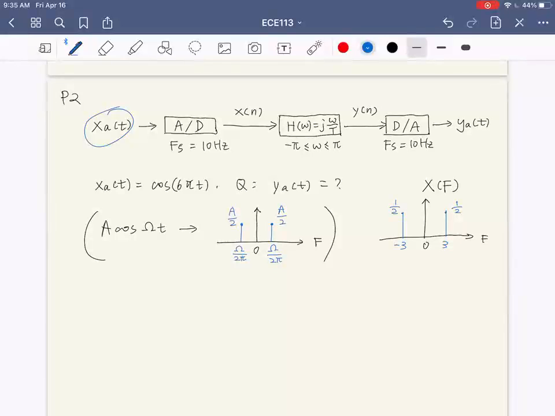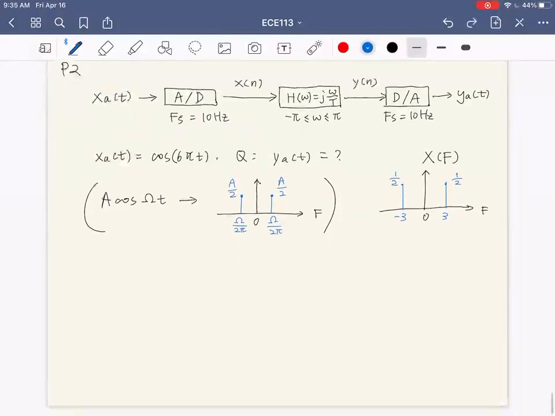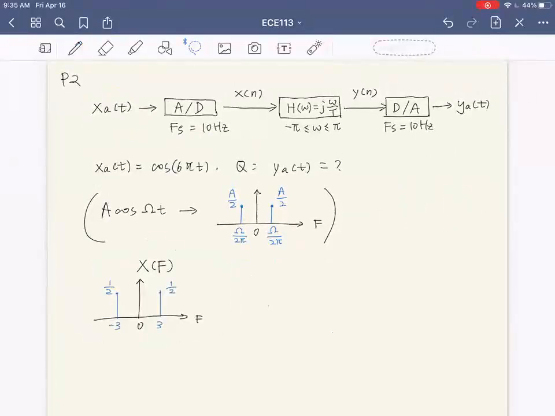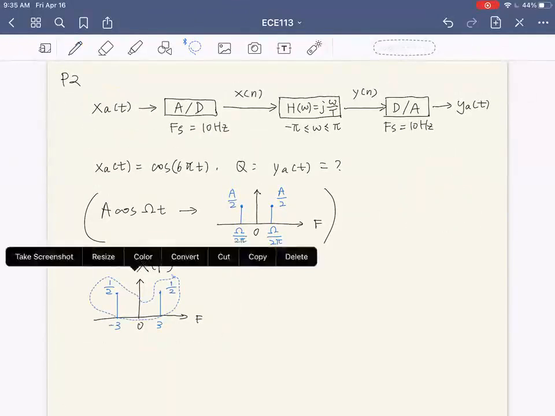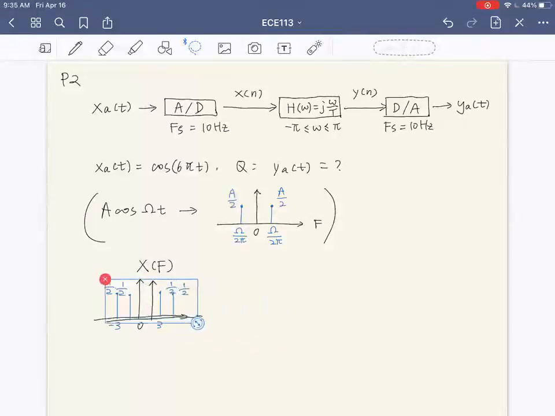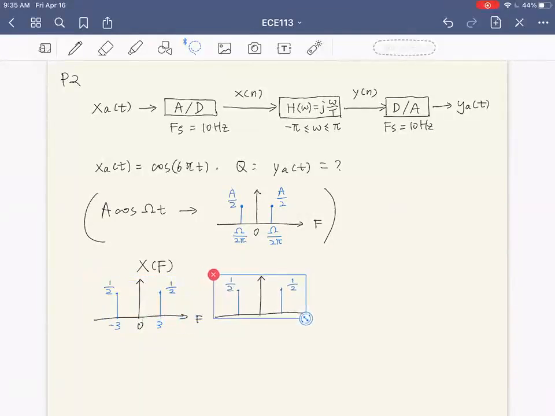Now we sample it with 10 Hertz. And I hope you guys remember that when we sample it, it becomes periodic in the frequency domain, right? So when the sampling rate is high, the periodic copies will be long, like this, and repeating without alias.